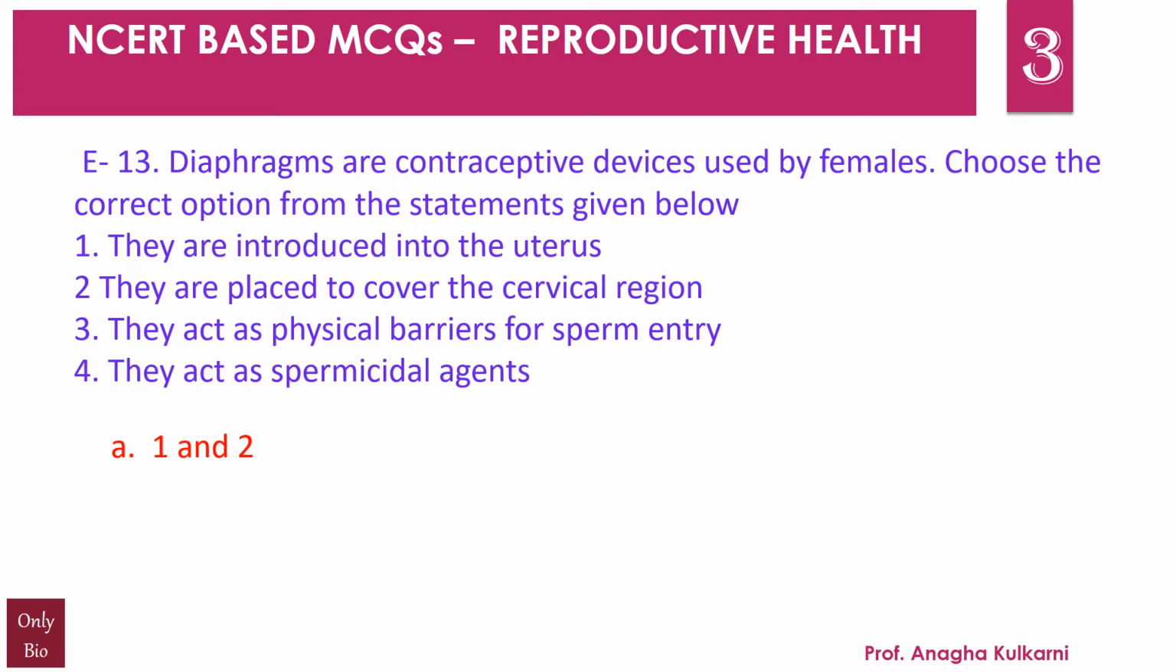And the options are A. 1 and 2, B. 1 and 3, C. 2 and 3, D. 3 and 4. And the correct answer for this question is C. 2 and 3 are the correct answers for the statements. That is, the diaphragms are placed to cover the cervical region, and the diaphragms act as physical barriers for the sperm entry. So friends, this was the last exemplar question, and now onwards all other additional questions for your practice.